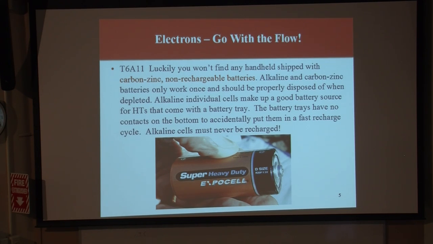Luckily, you won't find any handhelds shipped with carbon zinc or non-rechargeable batteries. Alkaline and carbon zinc batteries only work once and should be properly disposed of when depleted. Alkaline individual cells make up a good battery source for HTs that come with a battery tray. Battery trays have no contacts on the bottom to accidentally put them in a fast charge cycle. Alkaline cells must never be recharged. The standard batteries you buy from the store, unless they say rechargeable on them, don't try charging them.